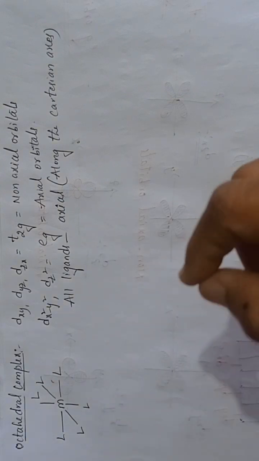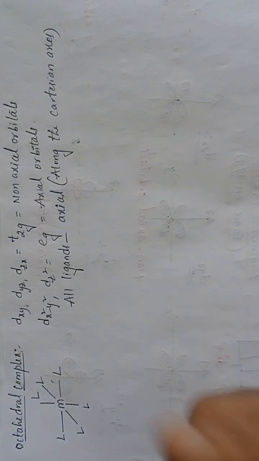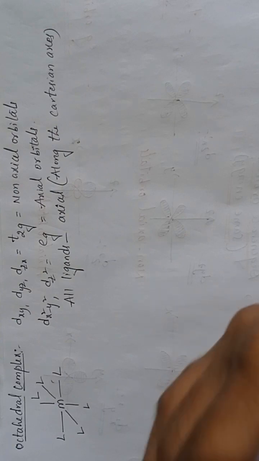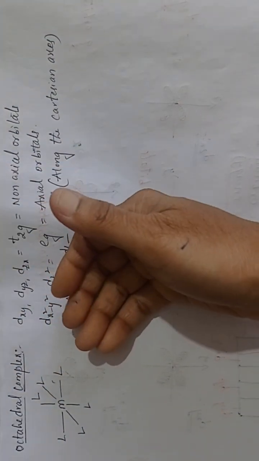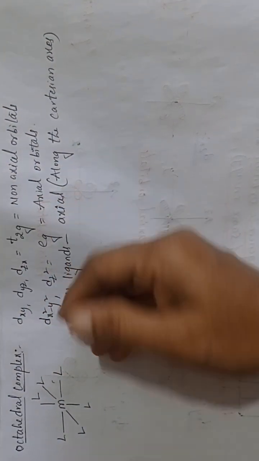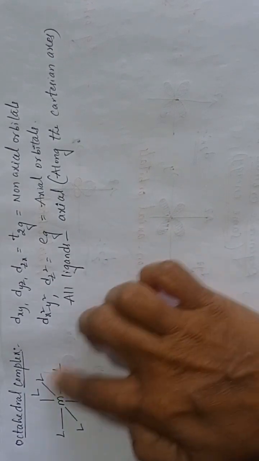That means they have the same energy. So because of these repulsions due to the ligands, they lose their degeneracy. That means the total 5 d orbitals split into two sets of orbitals: one is lower energy orbitals, another is higher energy orbitals. Now see, 6 ligands are present along the Cartesian axis. These are axial, correct? All ligands are axial.